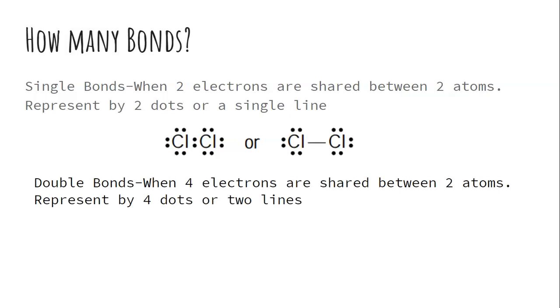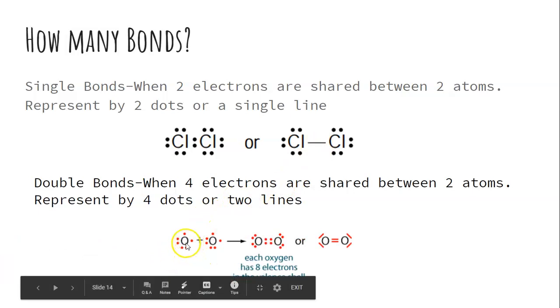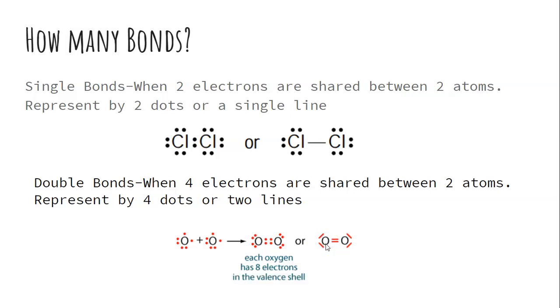Okay, a double bond is when 4 electrons are shared between 2 atoms, and they're represented by 4 dots or 2 lines. So here we have 2 oxygen. Oxygen both need 2 electrons to get there. So they're going to share their 2. This one's going to come over here. This one's going to come over here. You see you have your 4 dots. And then here, the lines represent each of the 2 dots. So 4 dots in the middle with 2 lines, and then each of these lines on the outside represents another 2 dots. So really think about each line representing two dots.